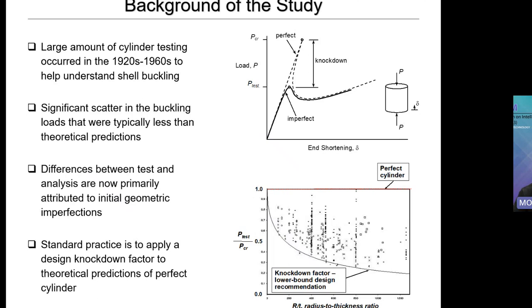And this difference or deviation is known as the knockdown factor. Due to this deviation, a lot of studies have been done, since the 1920s up until the 1960s and up till now, to be fair. More or less, this kind of difference is attributed to the initial geometric imperfection. And in industrial application, they apply the lower bound curve, as we can see in the photo below. This is an industrial standard in dealing with this type of structure.